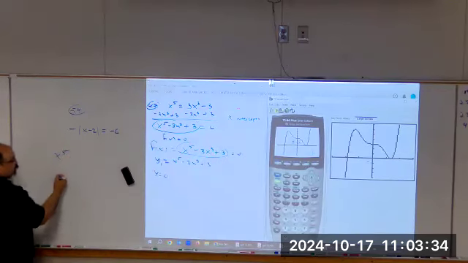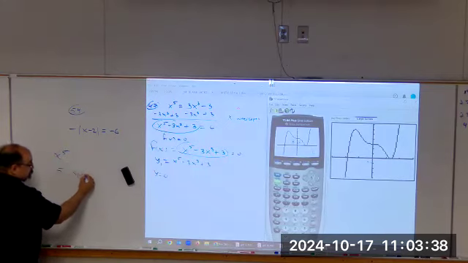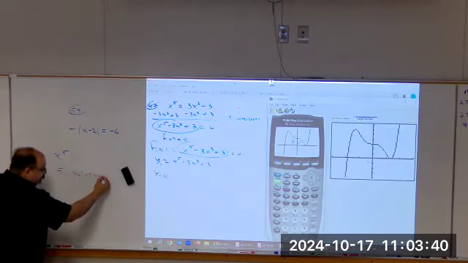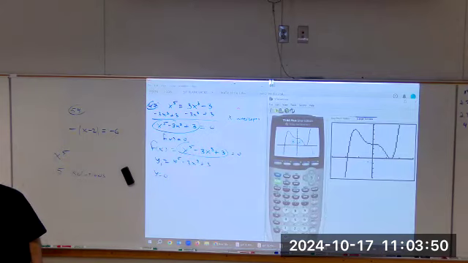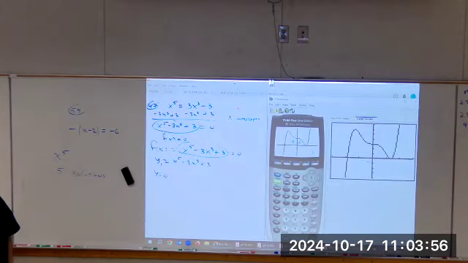X to the fifth could quite possibly have 5 solutions. At the most, 5 solutions. It might cross the x-axis 5 times. It might cross it 3 times. It might cross it only 1 time. It can only cross it an odd number of times. Right now, it looks like it's touching it, crossing it 2 times, which would be wrong.